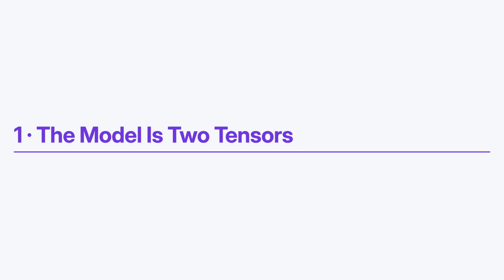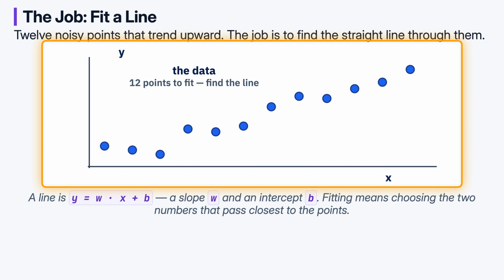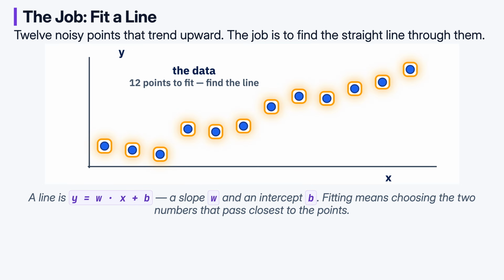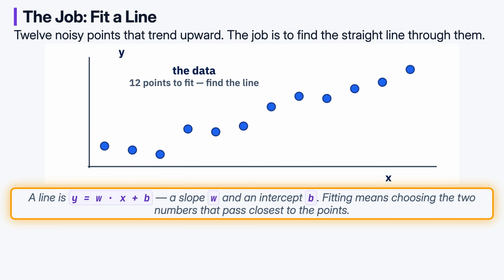First, the model. It is just 2 tensors. This is our data, 12 noisy points. They trend upward from the bottom left to the top right. The job is to find the straight line through them. A line is y equals w times x plus b. That is a slope and an intercept. Fitting means choosing the 2 numbers that pass closest to the points.